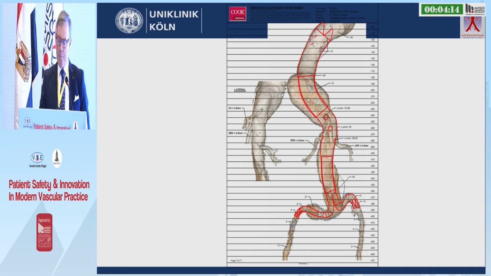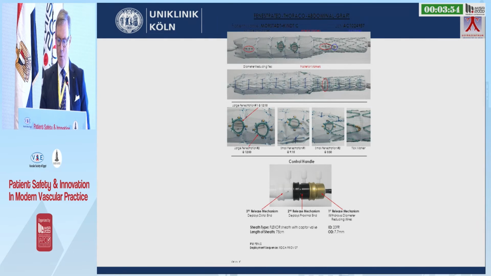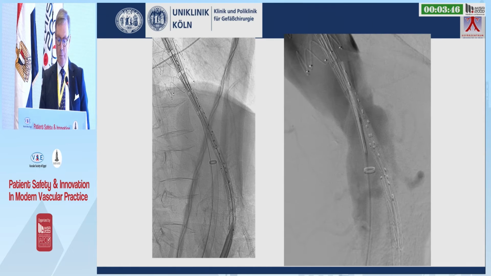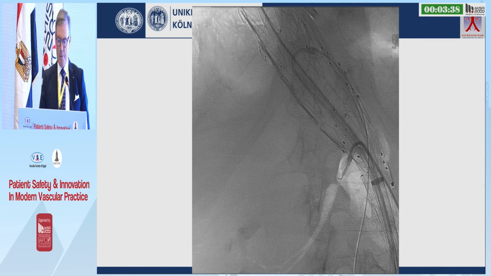Now another case with difficulties in cannulating the target vessel. This was a fenestrated stent graft for a thoracoabdominal aortic aneurysm. We had done the planning, and then we received the stent graft, and everything looked fine. All the orifices were at the calculated place. And then we introduced the fenestrated stent graft, and we deployed it.